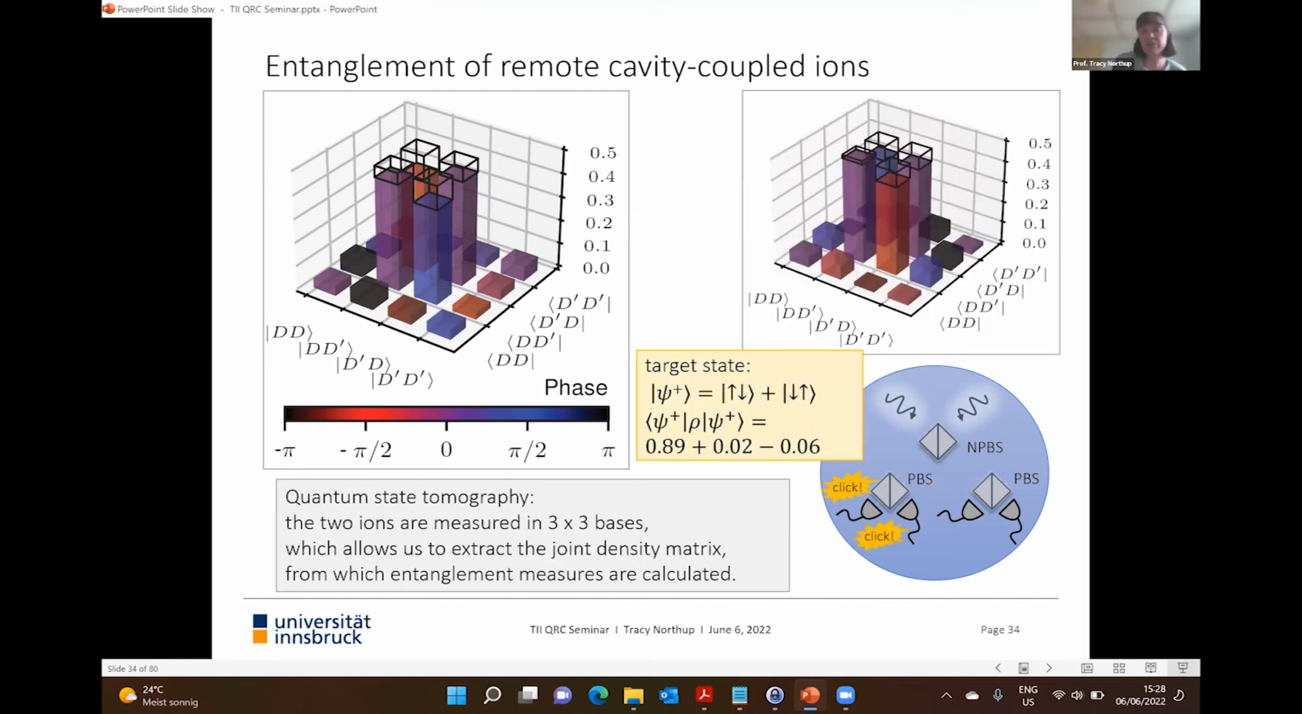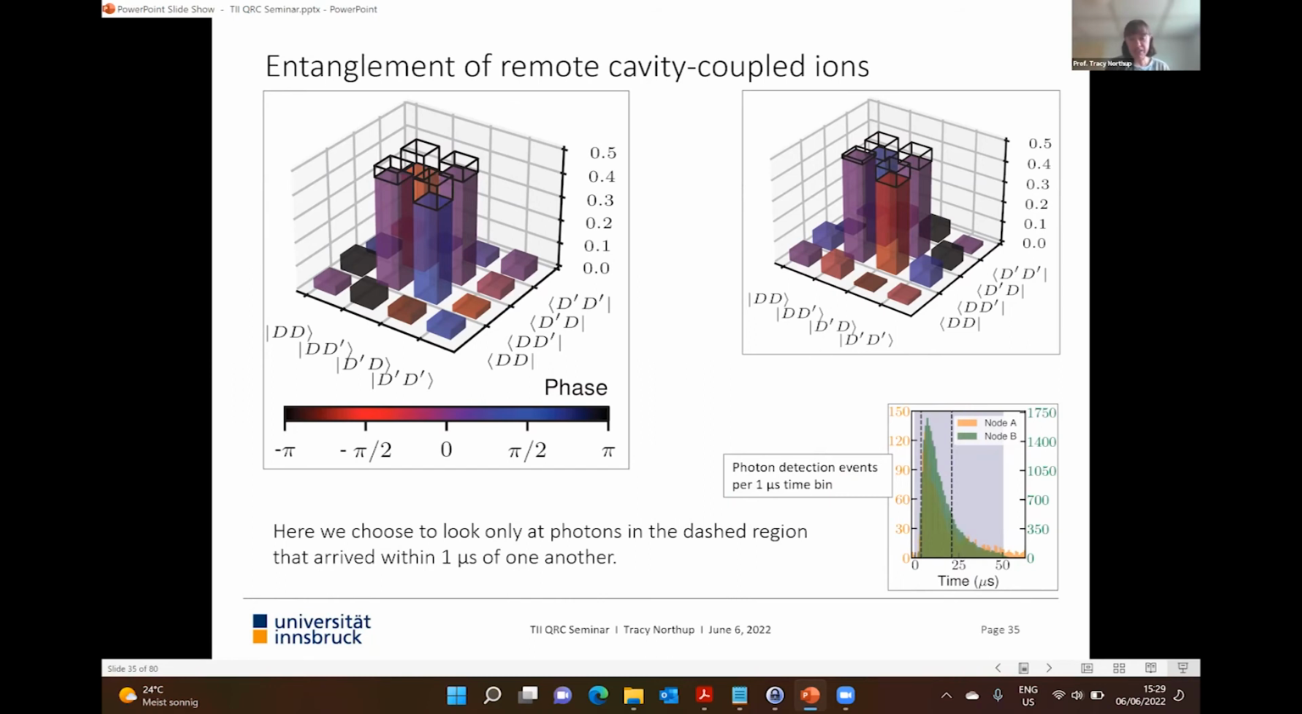We can also generate a so-called psi plus state, and this is a symmetric state, up, down, plus, down, up, and it also has a very high fidelity. So these are two different density matrices now that we can extract and analyze for these remote ion entangled states.